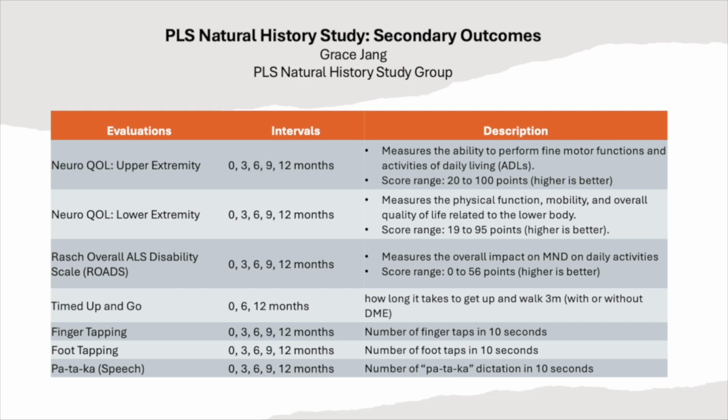And the Rasch overall ALS disability scale measures the overall impact of ALS on daily activities, with a score ranging from 0 to 56, with higher being better. For the timed up and go, participants were required to get up and walk back and forth 3 meters with or without devices. For finger tapping, participants would just be tapping their index finger and thumb together like this for 10 seconds. For foot tapping, just to show you, they would just tap their foot like this for 10 seconds. And lastly, pataka is repeating pataka as fast as they can for 10 seconds.